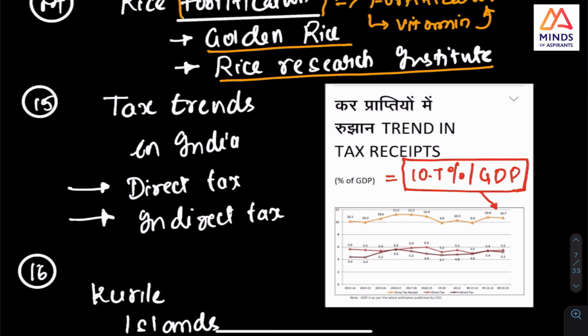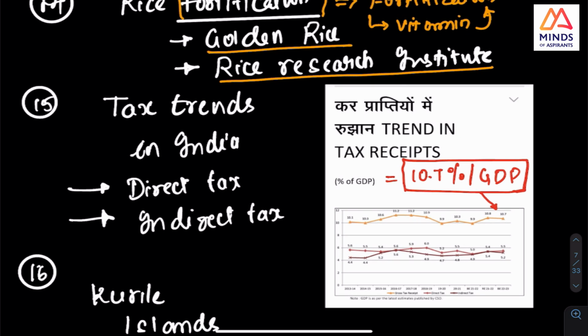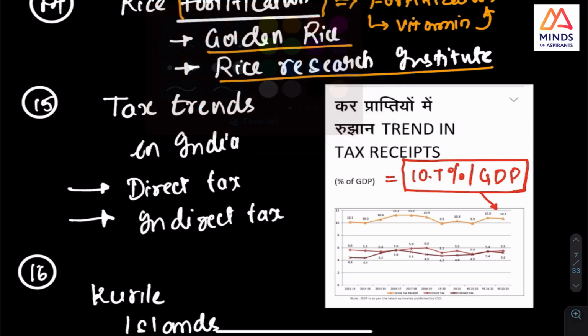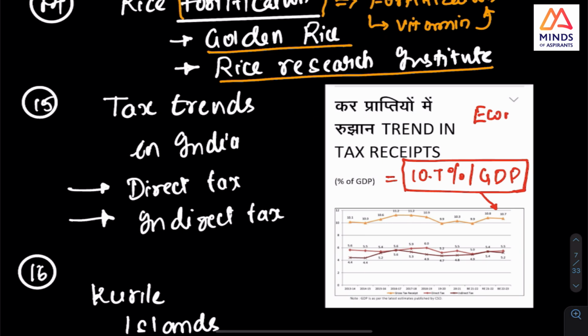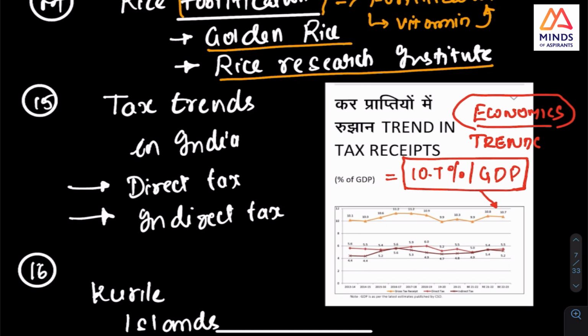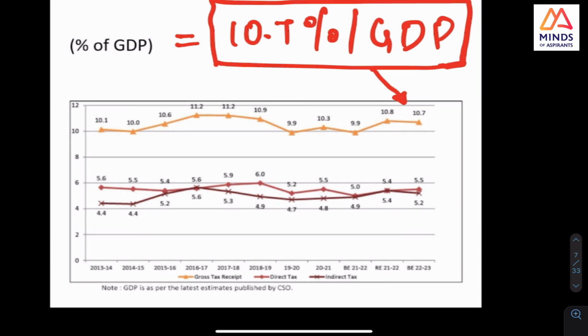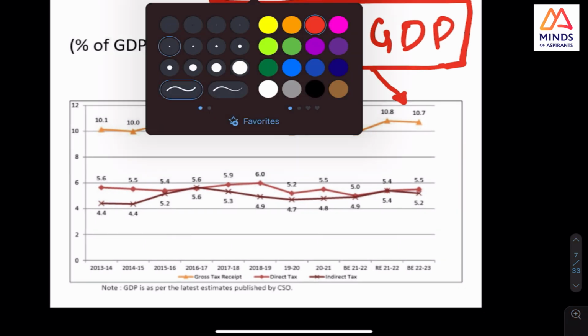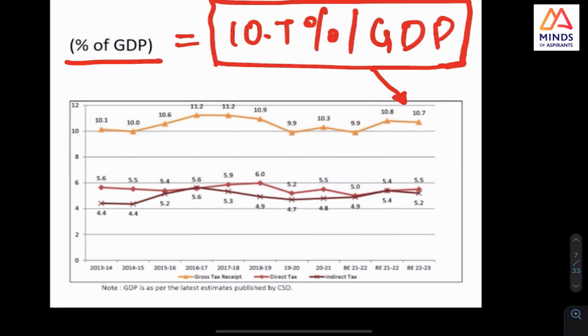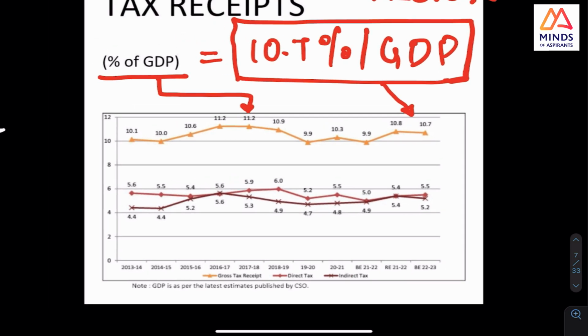And the next thing, in economics I want you to check this. If you think about economics, they will ask you about the trend. Last time itself I made this video, and you can check the trend. See, this is the point. The trend that you should know, look at this very closely: the trend in percentage of GDP is around 10%.